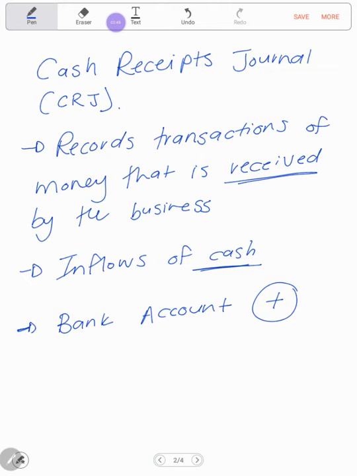Remember that your bank account is an asset, and assets increase on your debit side and they decrease on your credit side. Alright, so again from the top, your cash receipts journal is the journal that records transactions of money that is received by the business. It is inflow of cash, and obviously when money is being received by the business, the bank account will be increasing. And bank account, remember grade 8, is an asset account, and assets increase on your debit side.